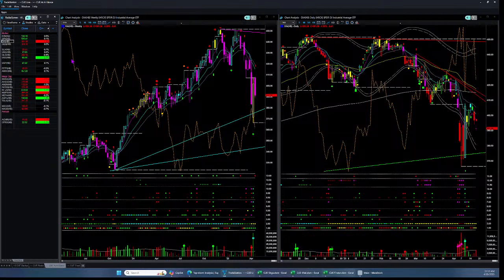Dia, this is weaker because the backdrop color in weekly has changed to bearish color. Otherwise, the patterns are the same.